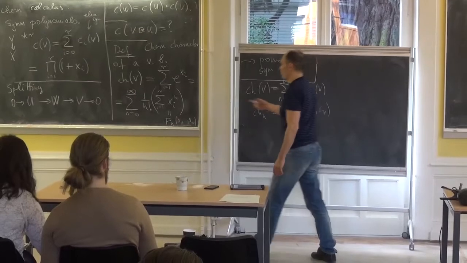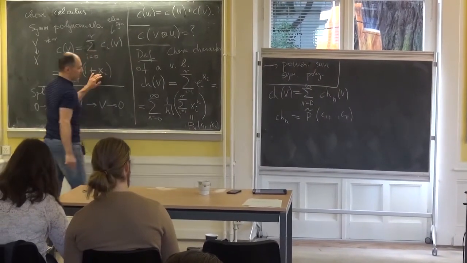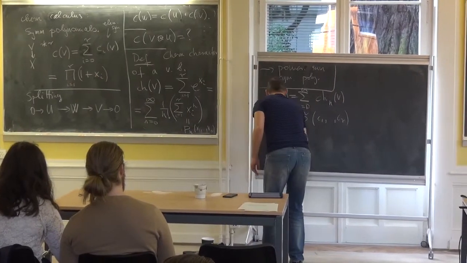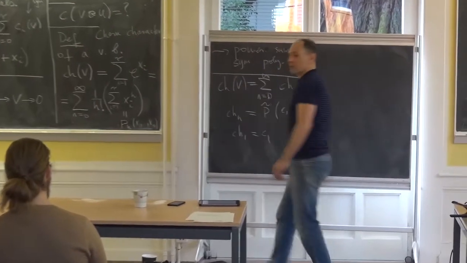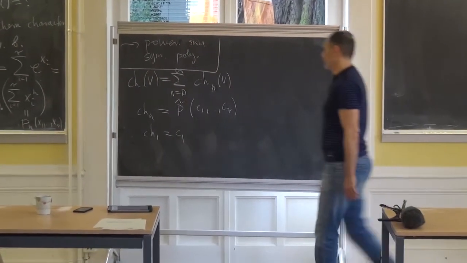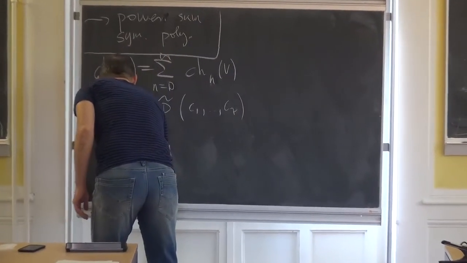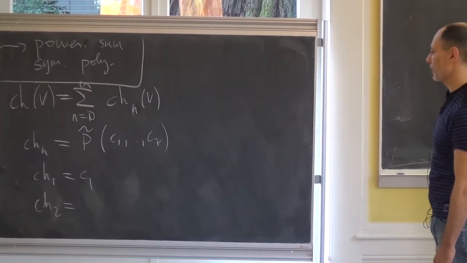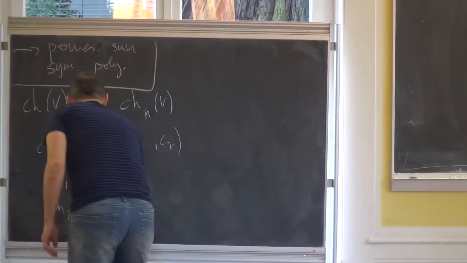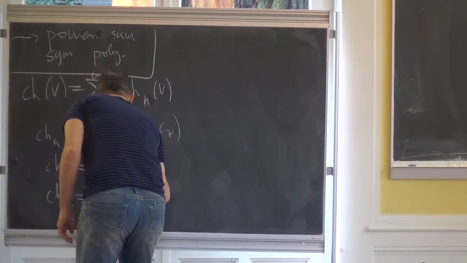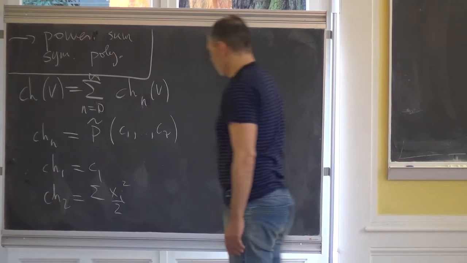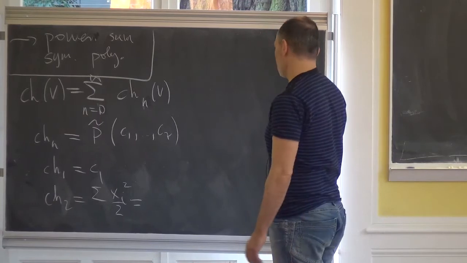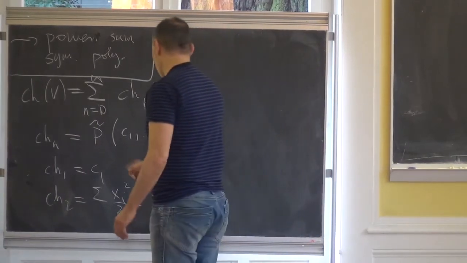Well, the simplest relation, of course, is the very first one. So c_1 is just the sum of the x_i, and ch_1 is also the sum of the x_i. So the very first one is really easy. The next one will be a bit more difficult. What do you need to express? You need to express the sum of x_i squared over 2, right? You need to express this in terms of those ones. So how can you get this?